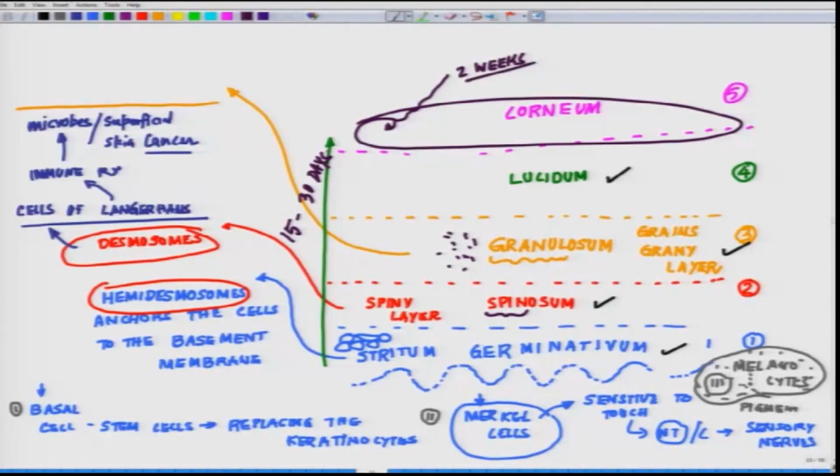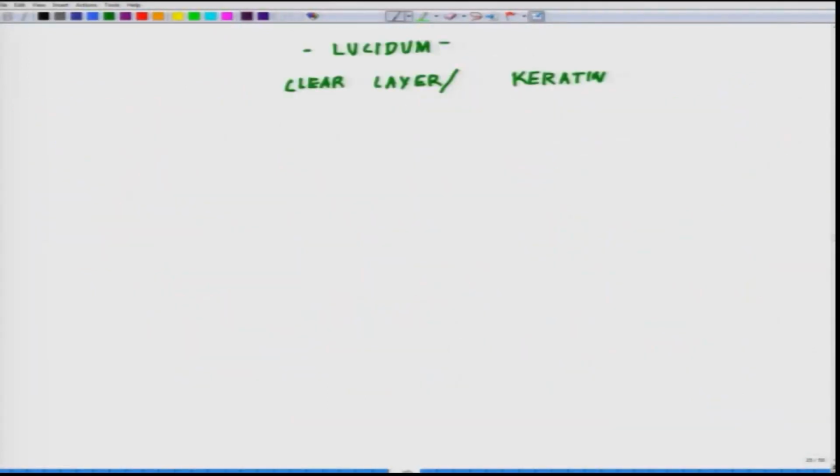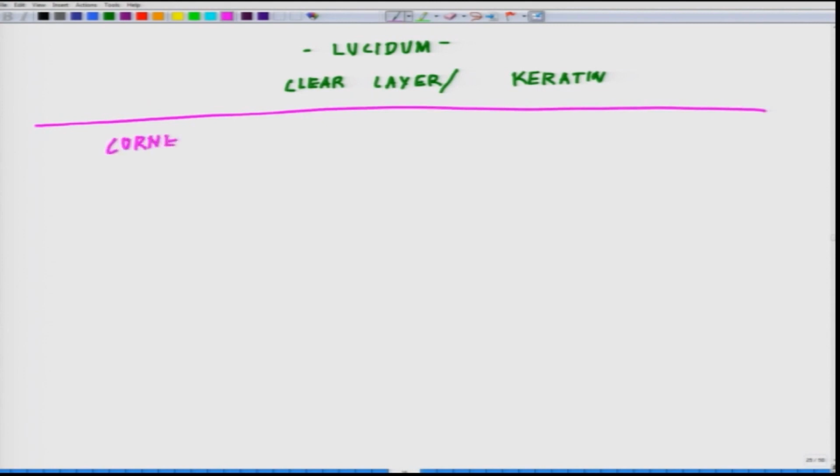So, if this is 2 to 4 weeks, which is 15 to 30 days, at the top it lasts for around 15 days, and the movement is like this, and that is why I am coming from the bottom. Okay. So, now this is the lucidum layer, followed by the uppermost layer, which is the corneum layer.